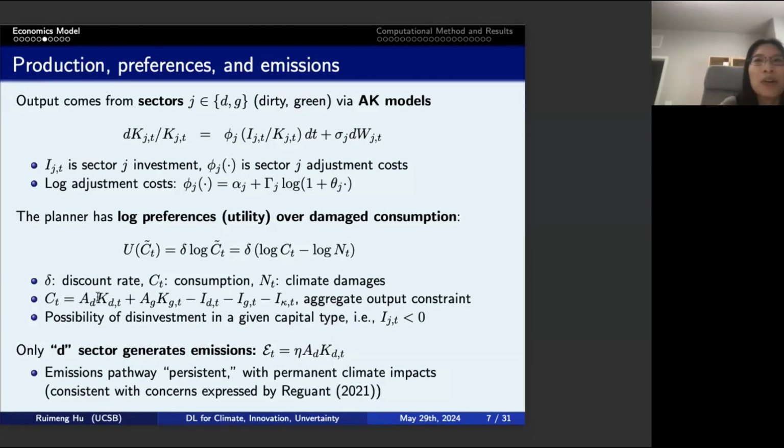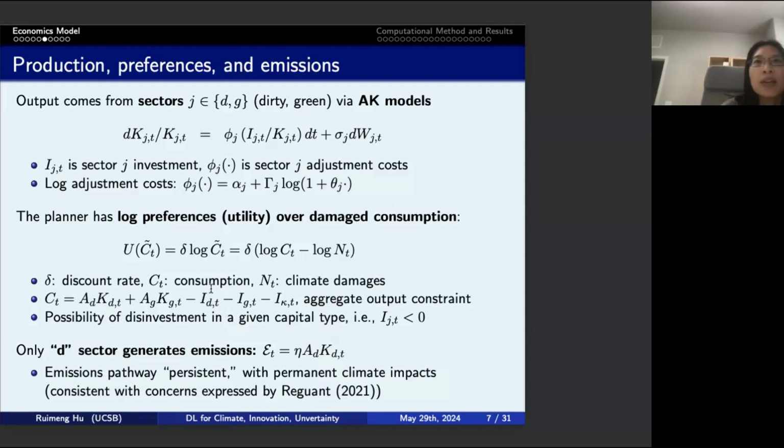Here is how the AK model looks. The output is proportional to the capital, with a parameter A called the productivity. The output here is the sum of the output of the dirty capital and the green capital. When we set up the model, we allow for disinvestment, so when searching for solutions, we allow investment to be less than 0.